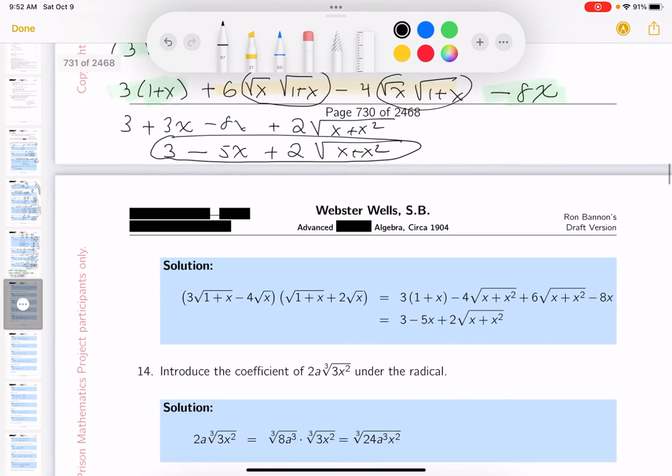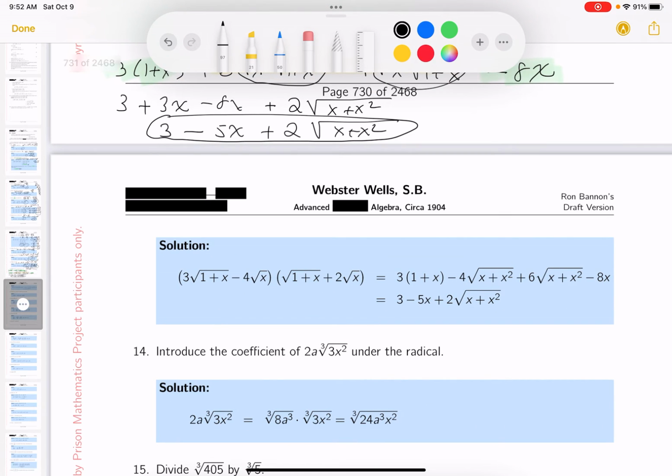Let's look at the key. See how we did. I got this. I got this. Yep, got it all. Let's do the next one.